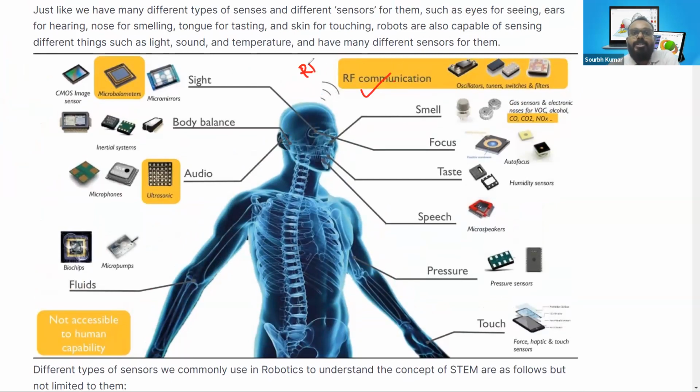RF communication is all about radio frequency communication, and this is the older method in robotics itself. But now we have many advanced communication methods in robotics. RF stands for radio frequency, and through FM waves and AM waves, we can utilize the radio frequency to communicate with devices.